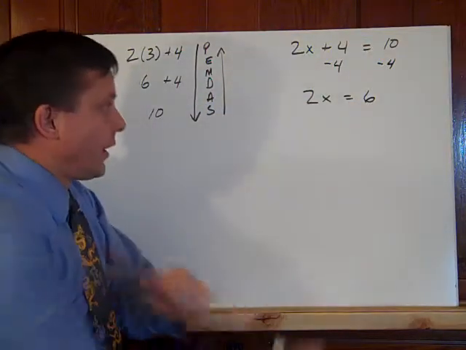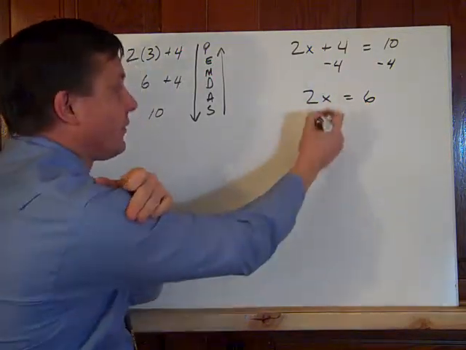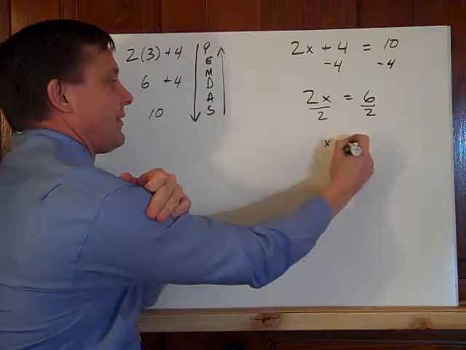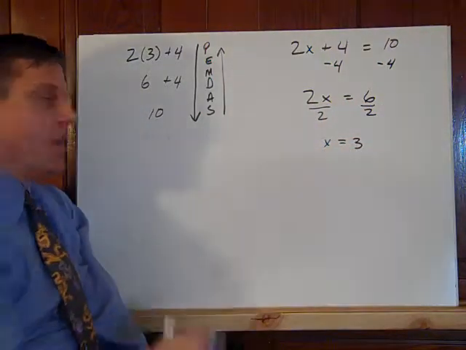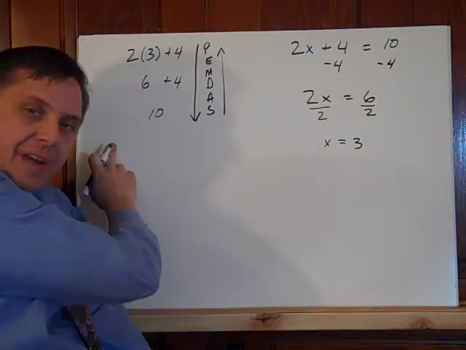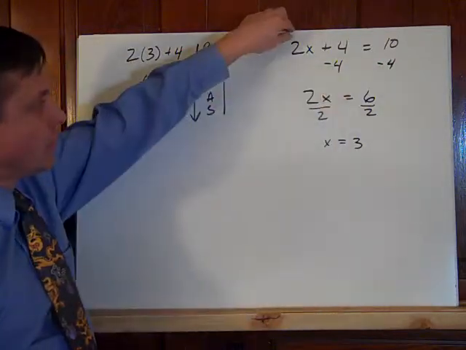is balanced. Now I look at the operation, 2 times x. The opposite of multiplication is division. That's a fraction. Divide both sides. And I get x is 3. When we're doing order of operations or evaluations, we go down. But when we have to solve, we have to work from the answer backwards.